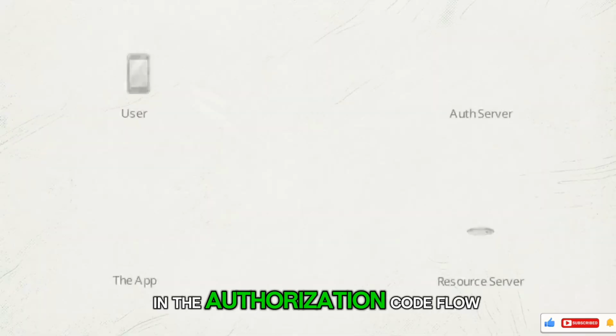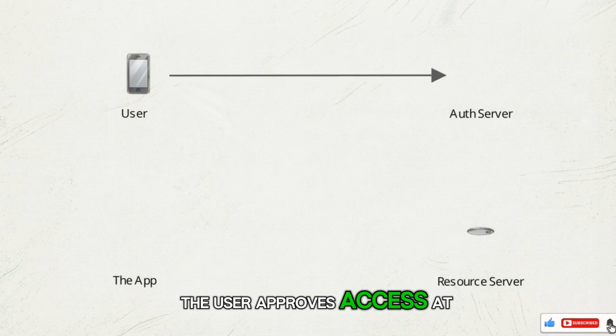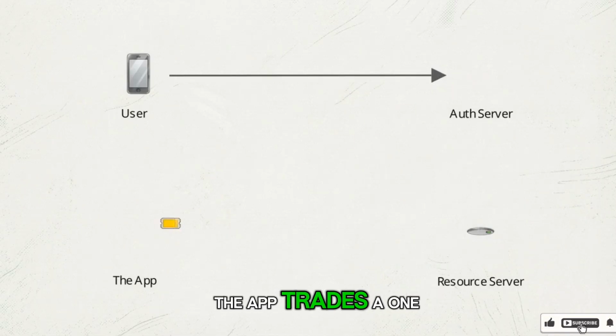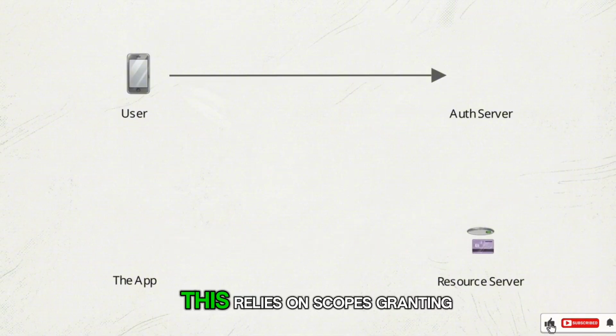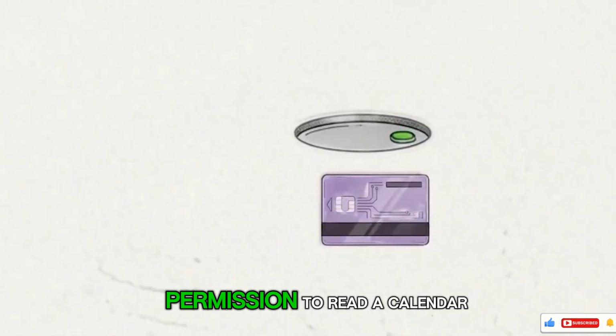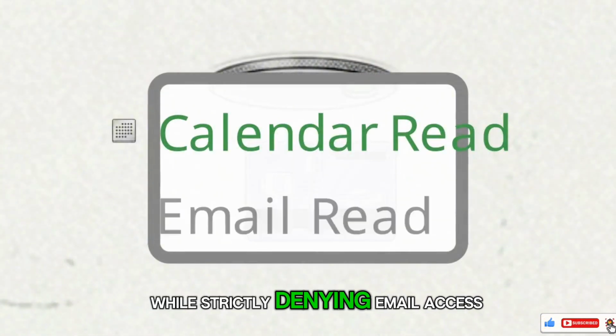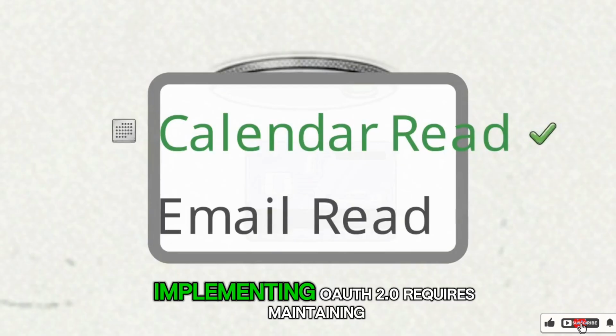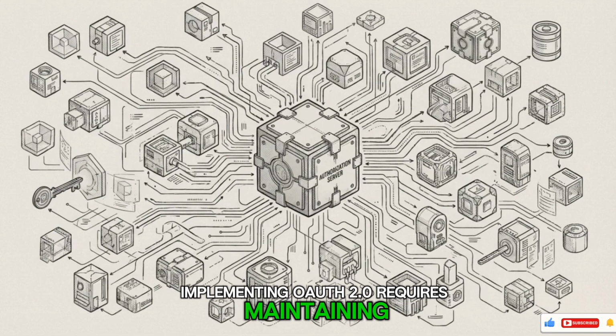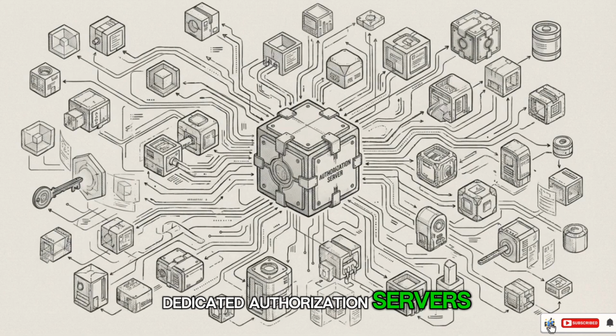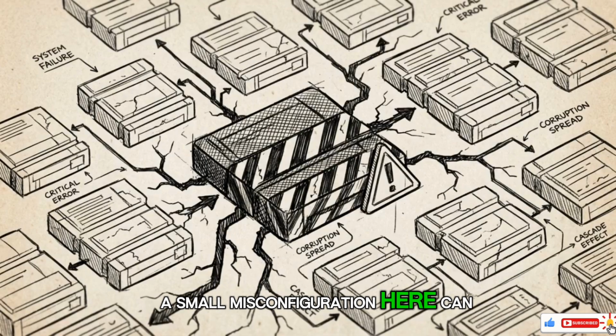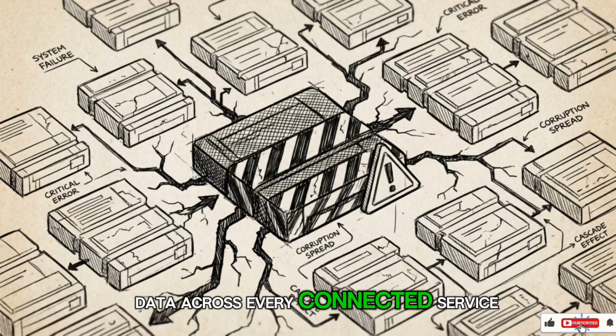In the authorization code flow, the user approves access at an auth server. The app trades a one-time code for an access token to reach the resource server. This relies on scopes, granting permission to read a calendar while strictly denying email access. Implementing OAuth 2.0 requires maintaining dedicated authorization servers and managing complex token flows. A small misconfiguration here can compromise data across every connected service.